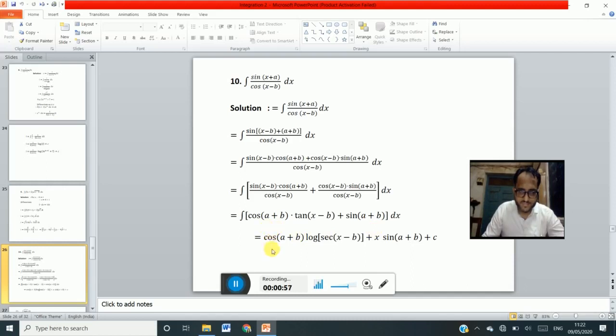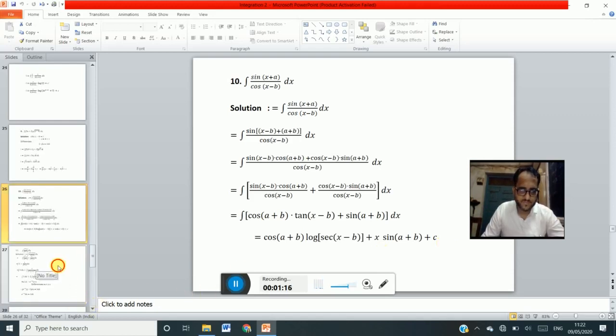So as I said, cos(a+b) is constant, take it outside the integral, and the integration of tan(x-b) is log of sec(x-b), plus sin(a+b) is constant here, and the integration of dx is x plus c. This should be the final answer in this case, right?